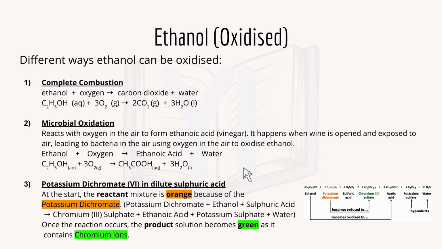Then we'll move on to oxidation. We have different ways ethanol can be oxidized. We have complete combustion with O2, microbial oxidation, that reacts with oxygen in the air to form ethanoic acid or vinegar, or potassium dichromate(VI) in dilute sulfuric acid. You can have a read.